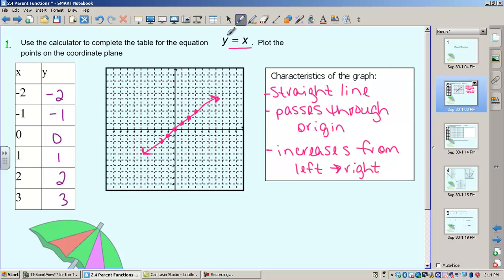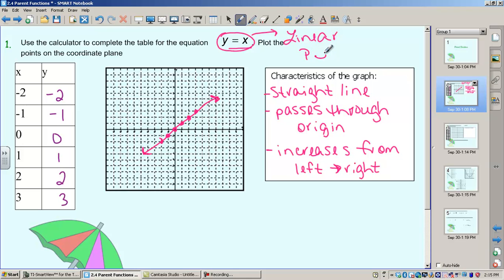This right here is the equation for your linear parent function because it makes a straight line, and every other linear equation, linear graph, is written in some form of y equals x. It could be y equals 2x. It could be y equals 2x plus 4, but it is in some form of y equals x. And this is always, always what the graph looks like because x is always the same thing as y. So this is your linear parent function.